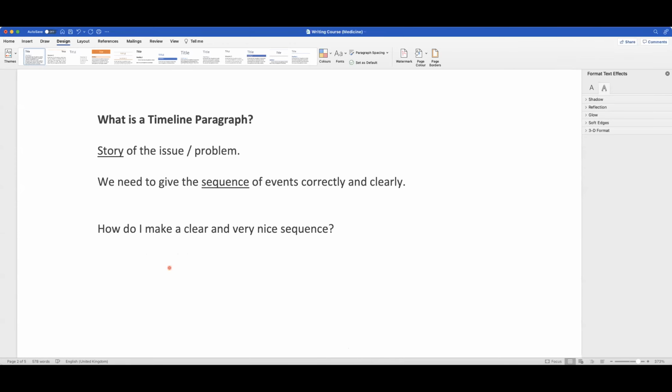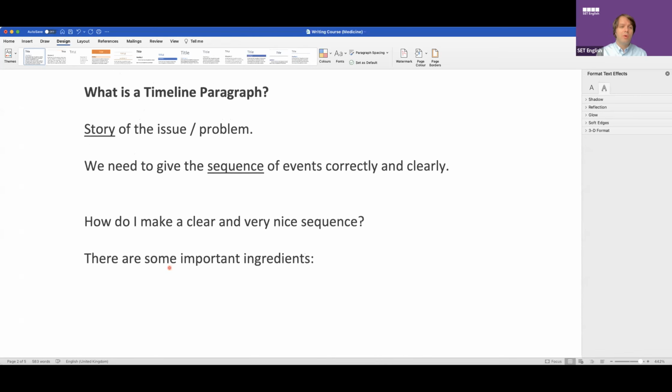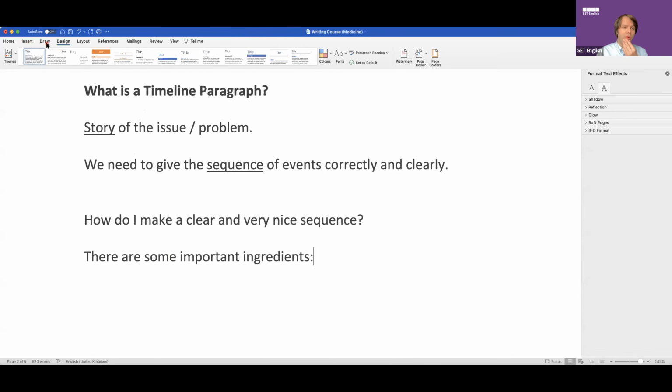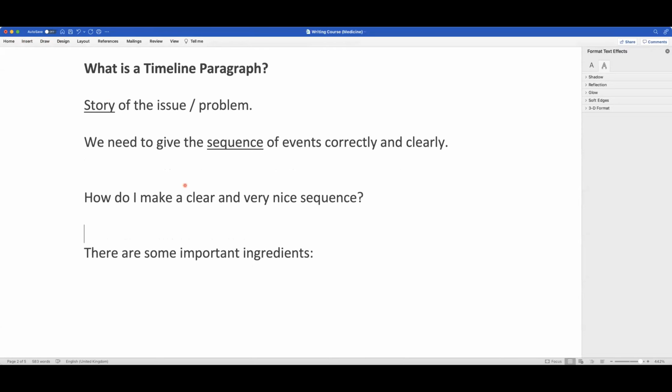Well, I'm going to say, guys, there are some important ingredients. I love this word ingredient. I think Paul uses a lot of food metaphors as well, right? What does it mean, ingredient? What we put in. Substances, components.